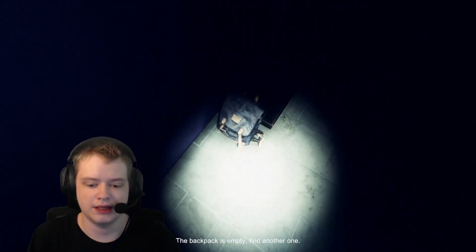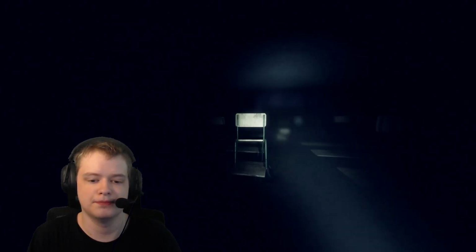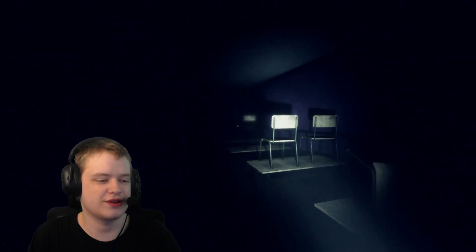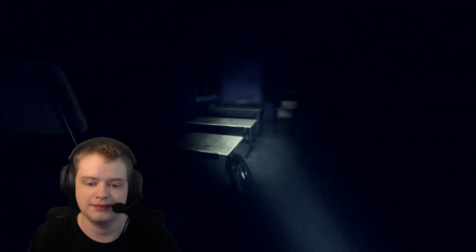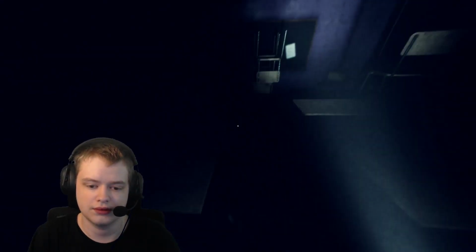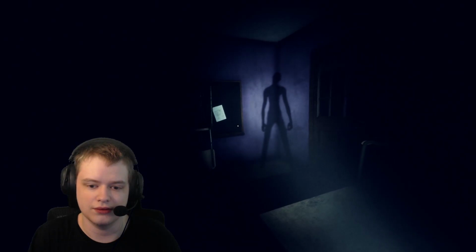The backpack is empty. Find another one. Okay, so E is to interact. These chairs weren't like this when I was looking at the briefcase. Oh, good. What is going on? This backpack is empty. Find another one.